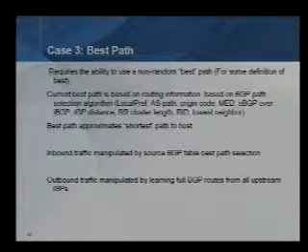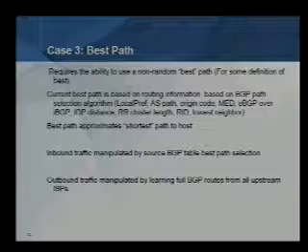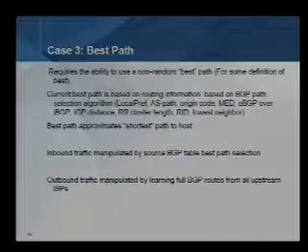The third case is the ability to use a non-random best path, and I qualify this by saying for some definition of best. The current definition of best is based on the BGP routing table information and is determined by the BGP path selection algorithm. The important point here is not that the best path is determined based on routing information, but that it approximates the shortest path between the source and destination.